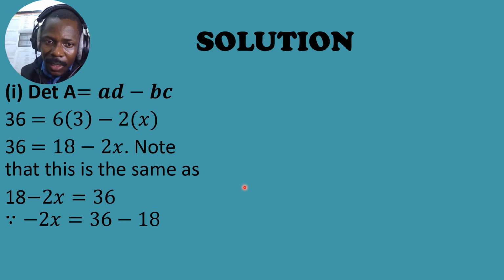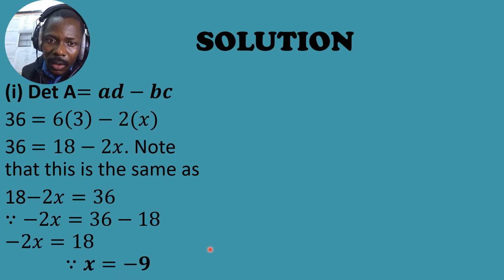Therefore, we allow those variables with x to remain on one side, and those without x go on the other side. We solve this equation. We're simply saying 36 minus 18 is going to give us negative 2x. So 36 minus 18 is going to give us 18. So negative 2x is equal to 18 there. So to remain with x, we now divide both sides by negative 2, which is going to give us the value of x is equal to negative 9.